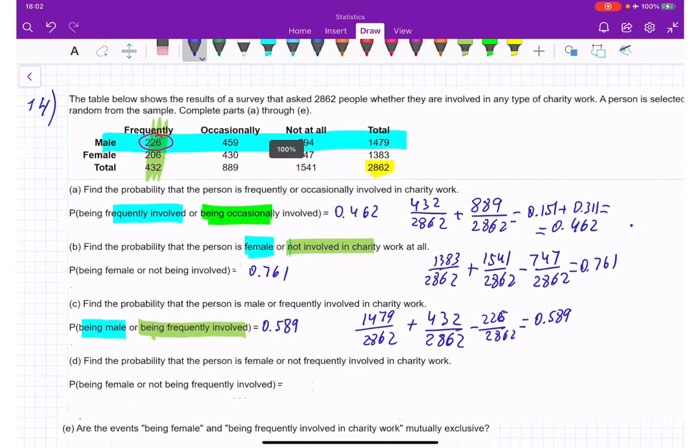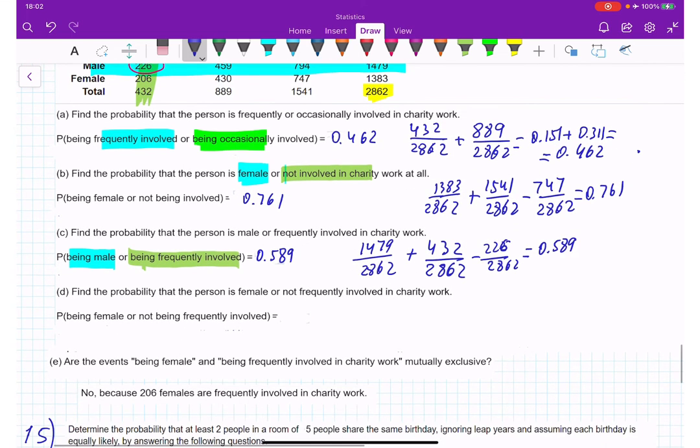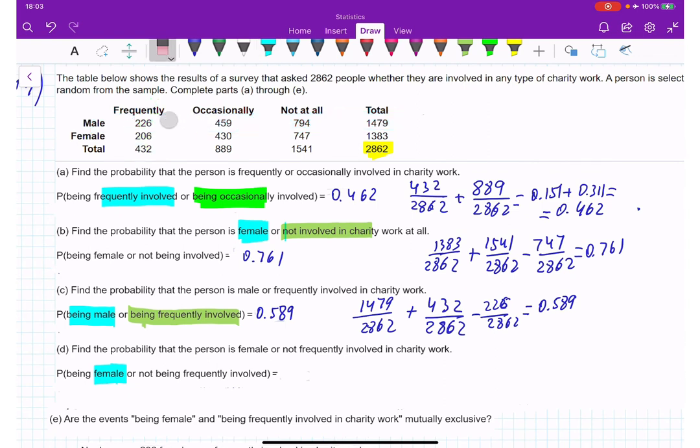0.589. Question number D. Find the probability that the person is female or not frequently involved. So female, where is female? Let's clean this. Female, it's coming this way. 1383, let me write down, over 2862. And then not being frequently involved.